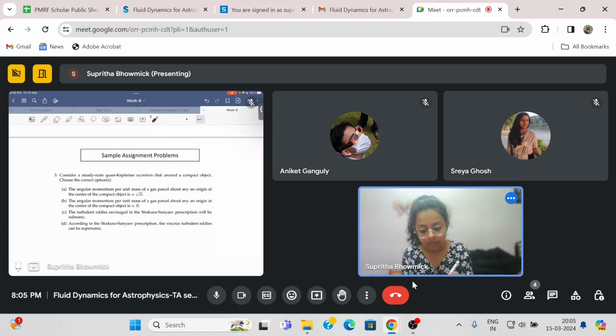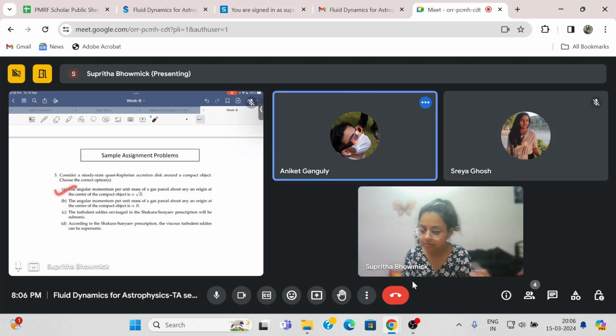All right. Consider a steady state quasi-Keplerian accretion disk around some compact object. The angular momentum per unit mass of a gas parcel about the origin at the center of the compact object is root r. So does the angular momentum scale as root r, or does it scale as r, which is what option B tells? We just saw it scales as root r.